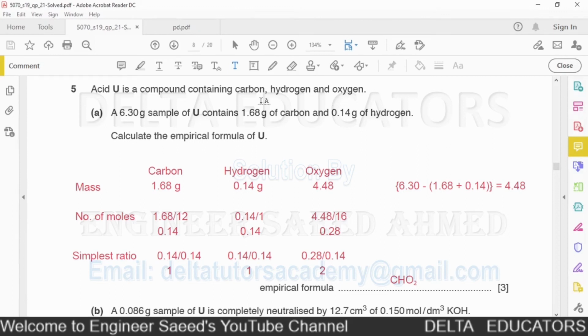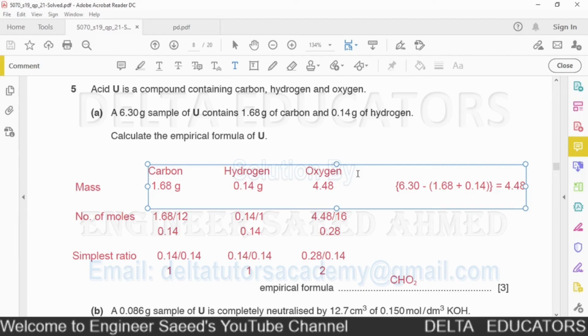Now here the mass of carbon is 1.68, the mass of hydrogen is 0.14 and the mass of the total sample is given as 6.3. So whatever the remaining mass is, that will be the mass of oxygen. So the mass of oxygen will be 6.3 minus the sum of these two masses, which is equal to 4.48. So the mass of oxygen will be 4.48.